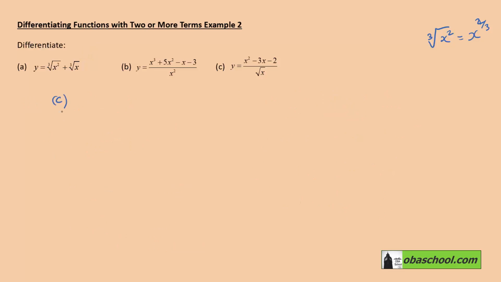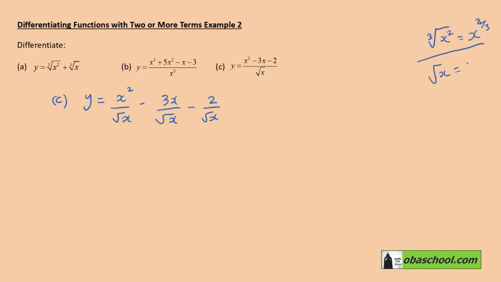So part C. You can do the same sort of thing. So y is x squared over root x, take away 3x over root x, take away 2 over root x. And then, as we discussed up here, that was with a cube root.